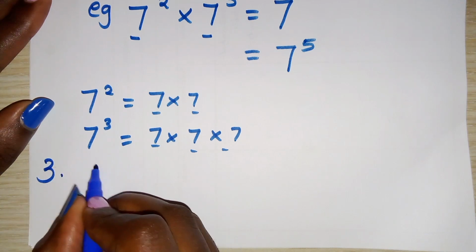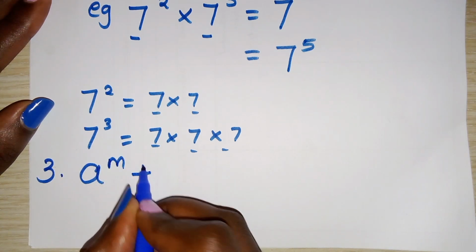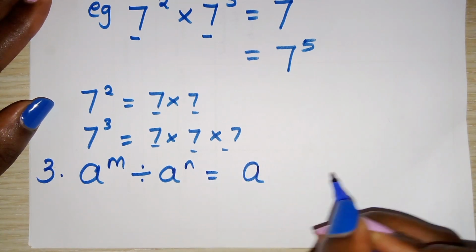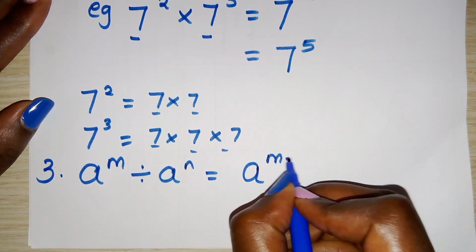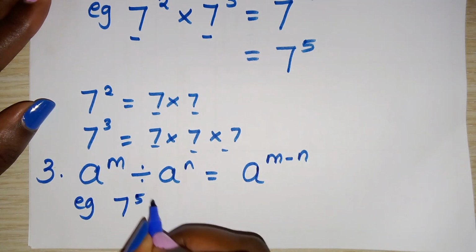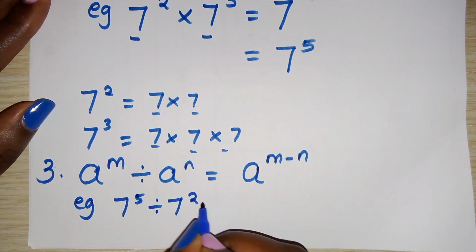Number 3, so when it's a^m divided by a^n, what you do is you take the base, which is the same, and then you minus the powers. So example, we have 7 power 5 divided by 7 power 2.